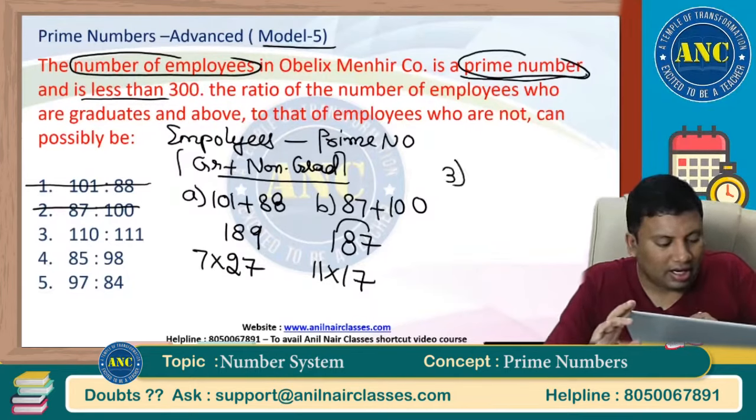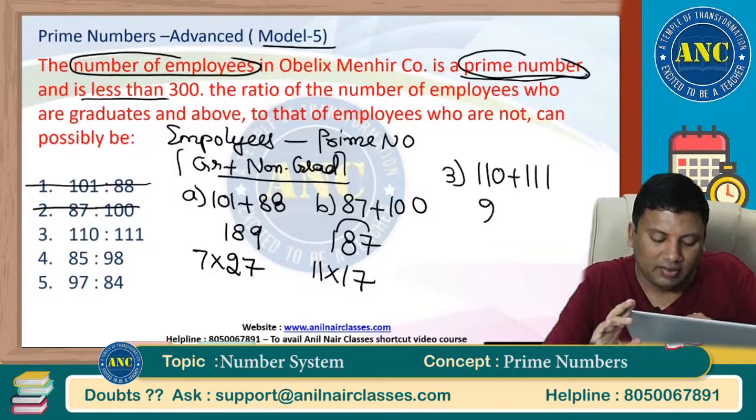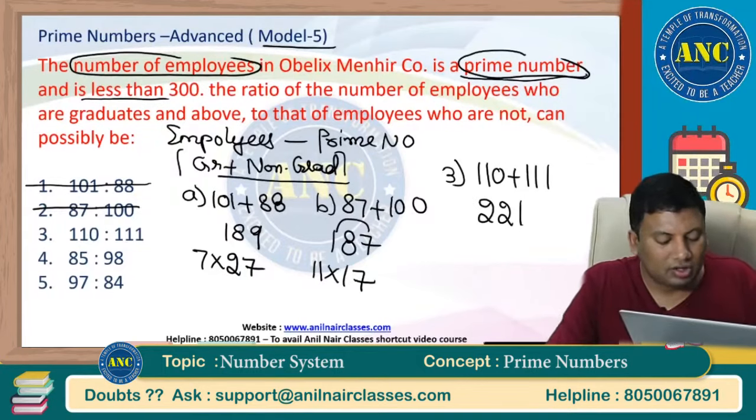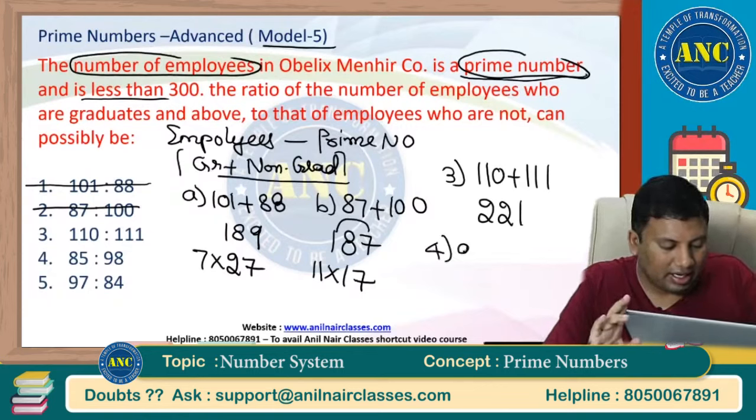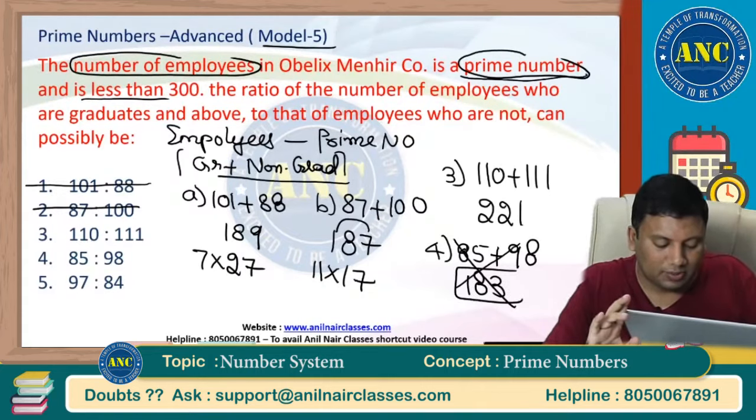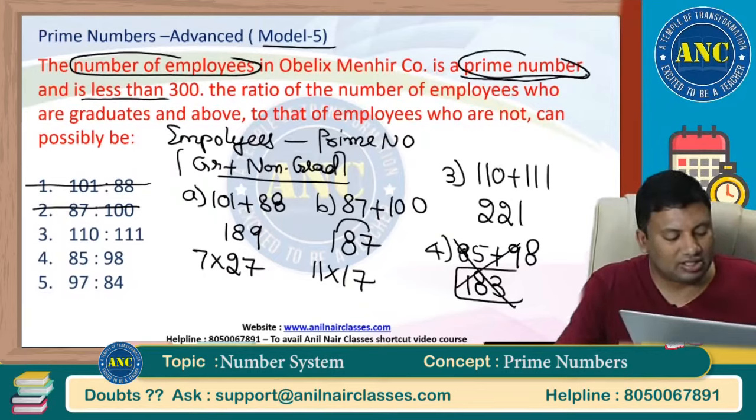Third one: 110 plus 111. That is 221. We will keep it aside. Then 85 plus 98 is nothing but 183. 183 is divisible by 3, by the sum of the digits it is divisible.